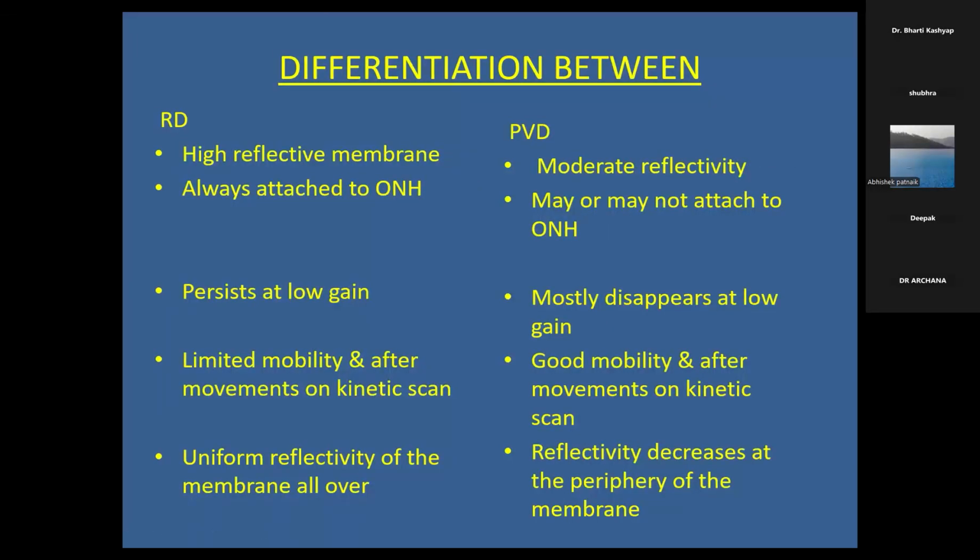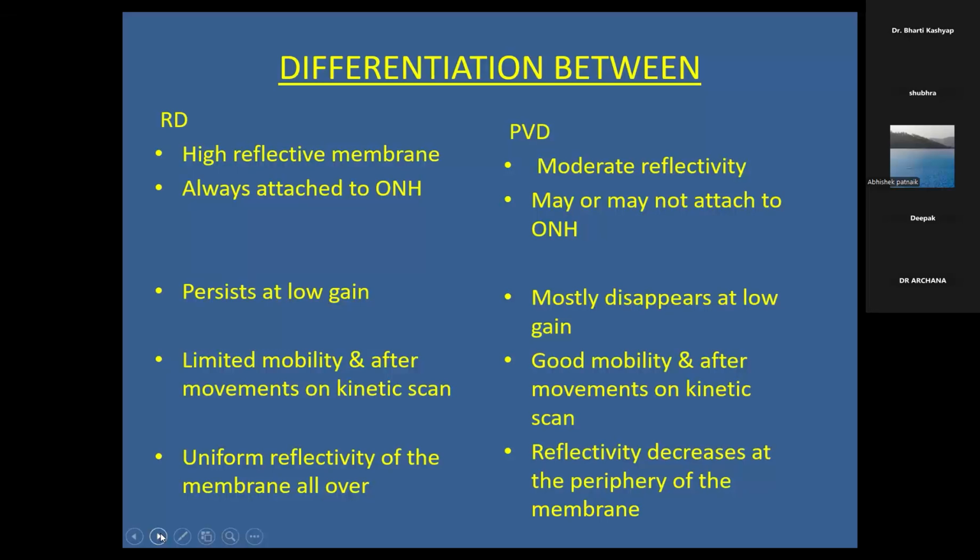This is a very important question for your clinical practice. In retinal detachment, the membranes are highly reflective, whereas they are moderately reflecting in posterior detachment. Retinal detachment membranes are generally attached to the optic nerve head, but in posterior detachment, they may or may not be attached to the optic nerve head. In retinal detachment, even if we reduce the gain, generally we keep a gain of 80 to 90 or 100 in doubtful cases. When we reduce the gains, the spike remains the same in retinal detachment cases, but it may disappear at low gains in posterior detachment.